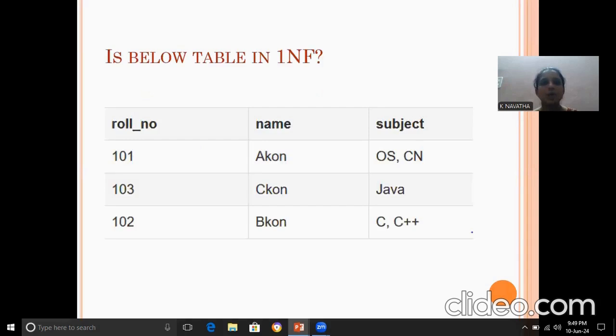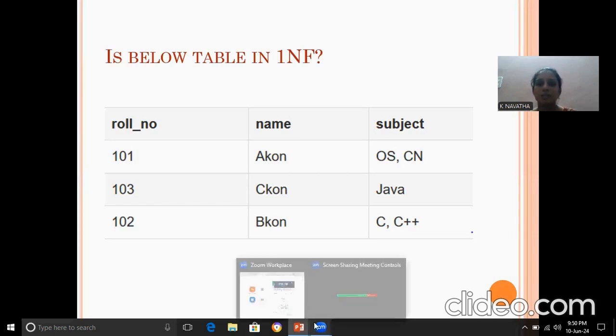Now, is the below table in first normal form? See here. Roll number, name, subject, we are having these attributes. For the 101 record, Acon, OS and CN are the two subjects, which means multi-valued in one record. That means roll number 101 has multiple values in one row. That means multi-valued, so it is not the first normal form.